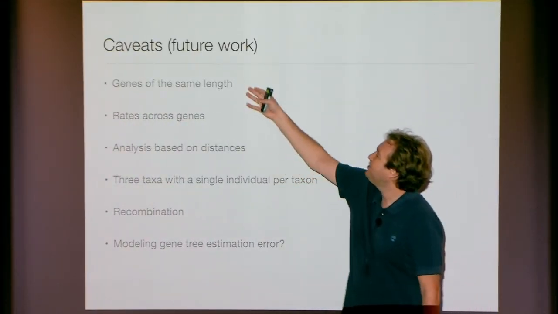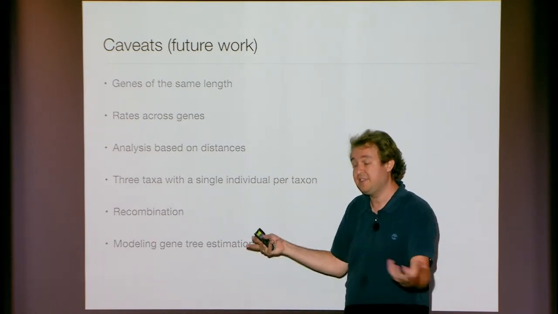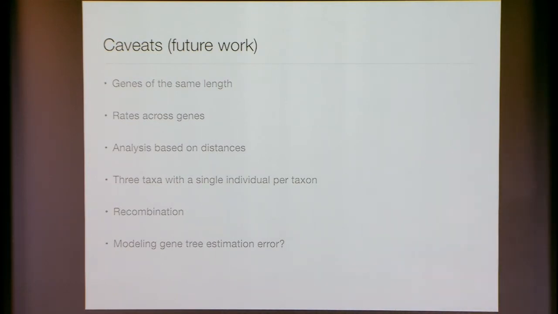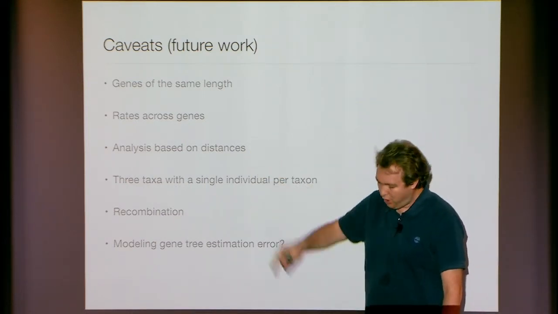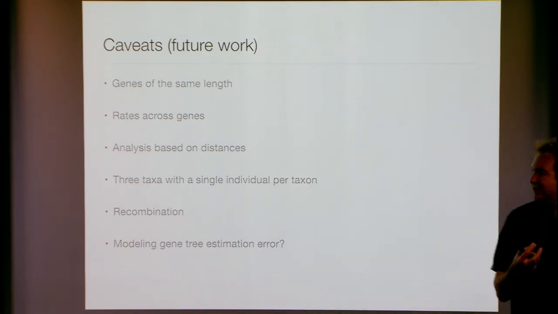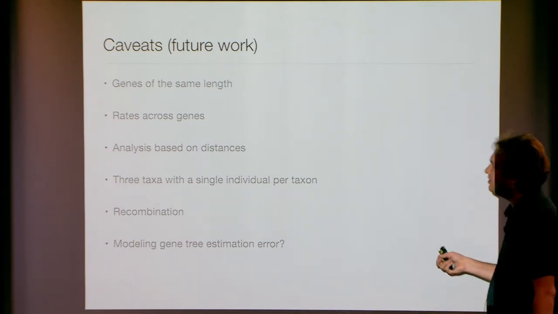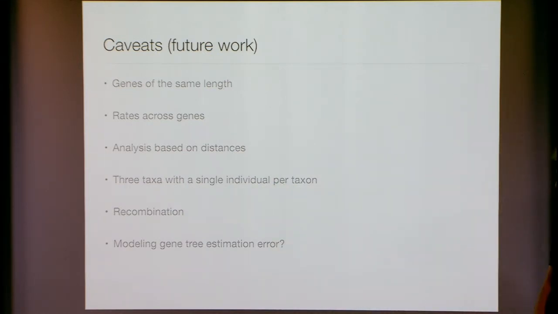One thing I've done is to assume that all the genes are the same length. Obviously, that's not going to be true. Different genes are going to give you different signals. How do you combine this together, and what can you prove about this? Different genes might have different rates also, so this is related. I've done the whole analysis based on distances, but you might want to try to prove something about the full distribution of the data. Look at more than 3 species and so on.